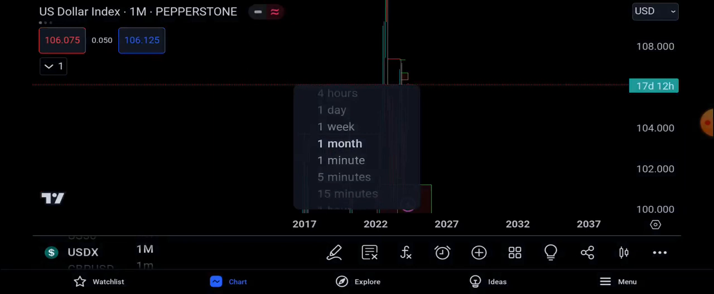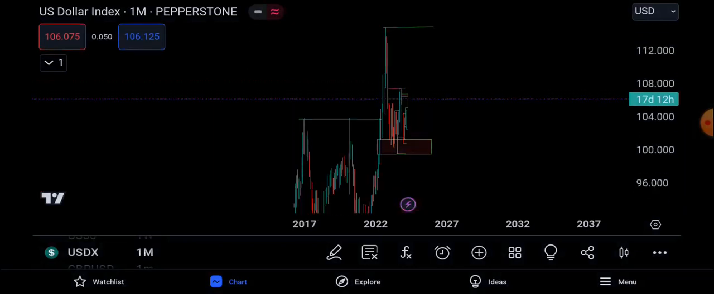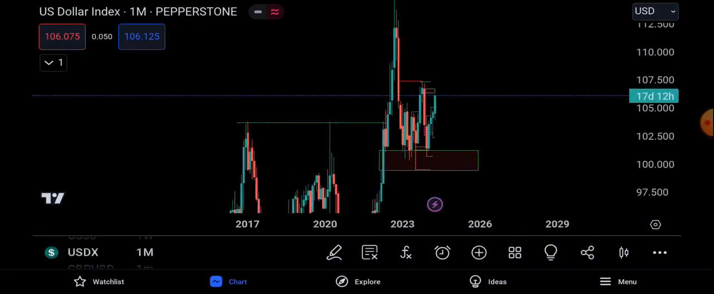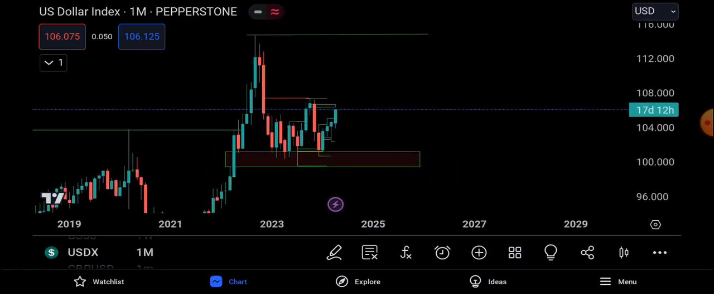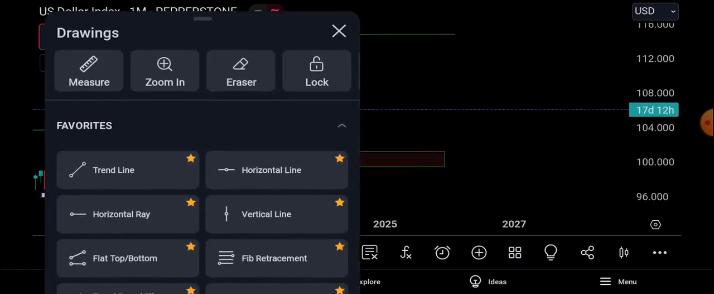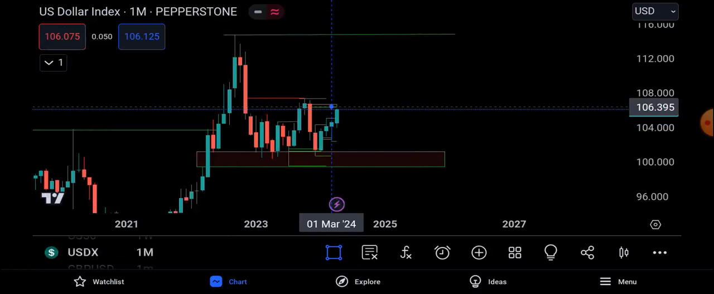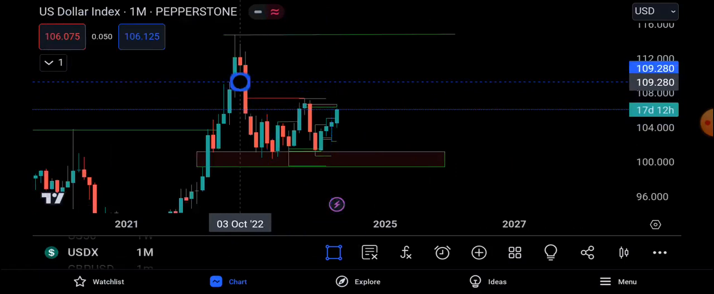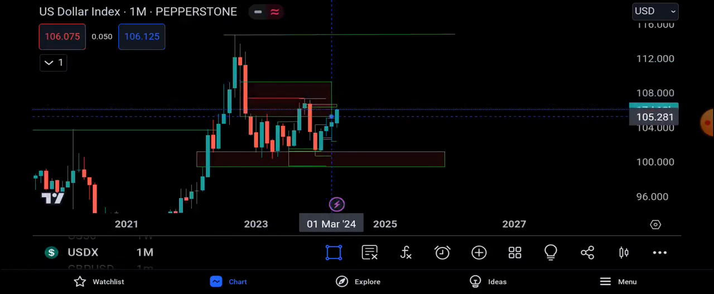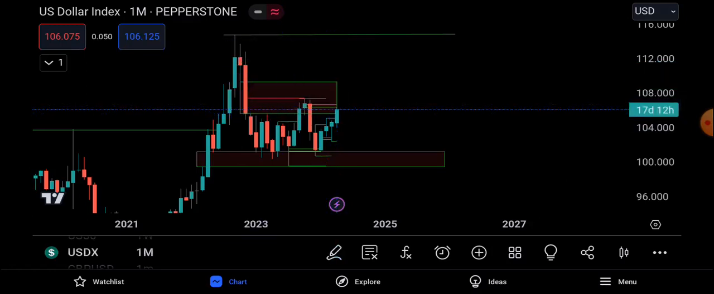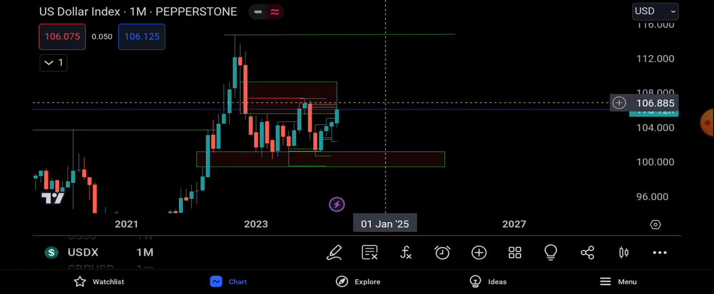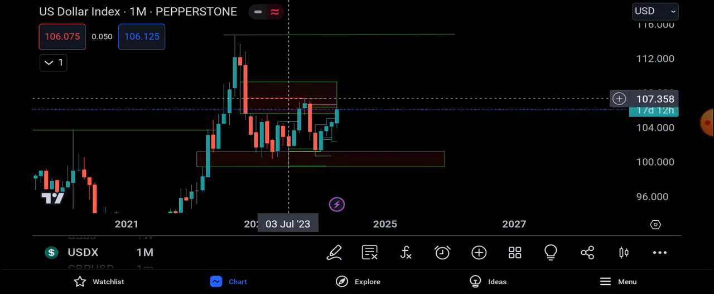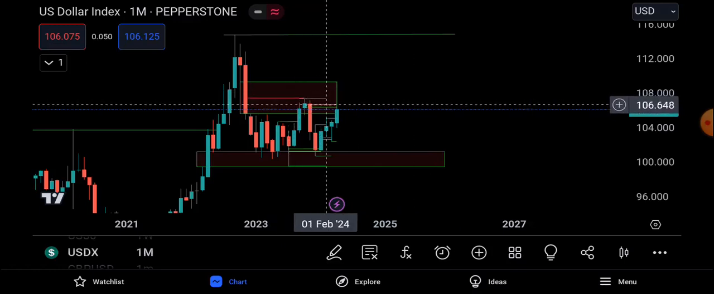On the monthly, let me take you back to the monthly. I also want you to take note of this. We have a fair value gap up here as well that we are currently heading up to. Look at how these equal highs here are 50% of the fair value gap.